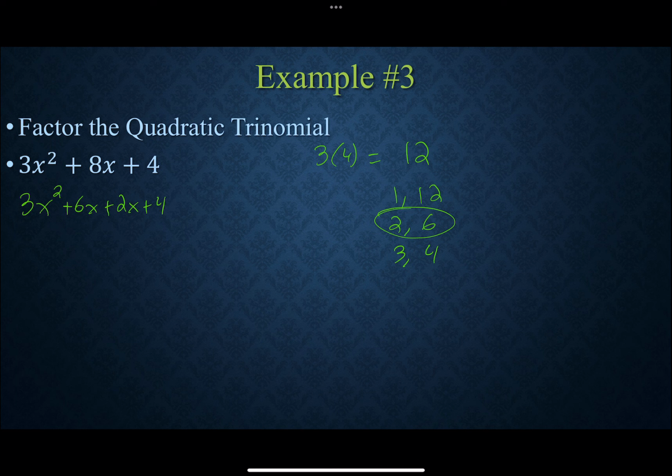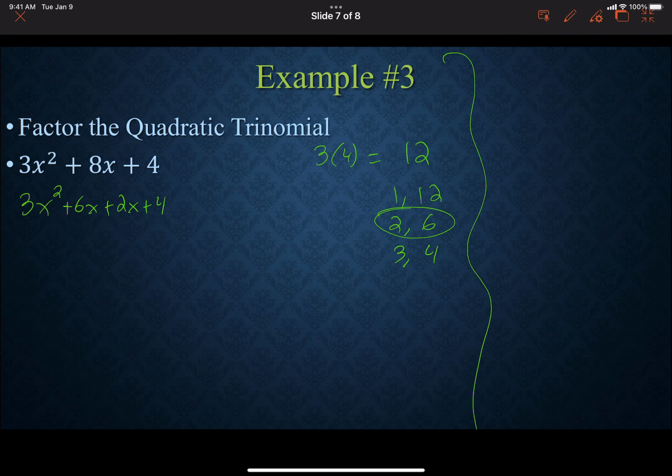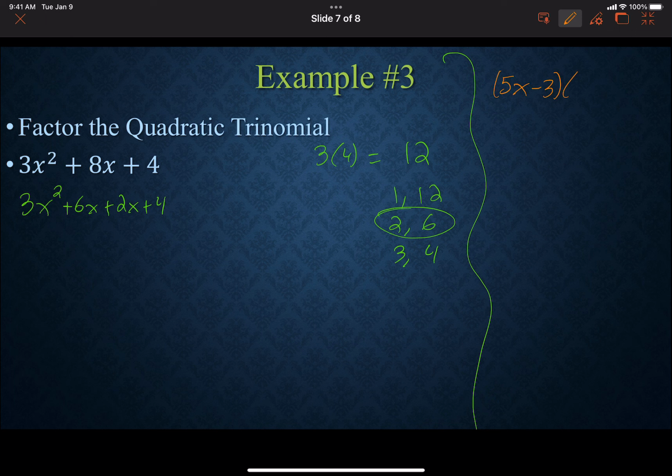Because we have to remember, I'm just going to kind of do like a little side problem over here. When we FOIL, if I have 5x minus 3 times 2x plus 7, when you FOIL that, you originally get 4 terms.